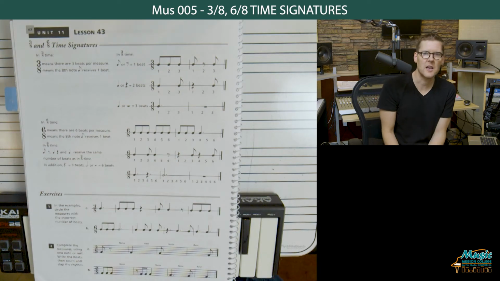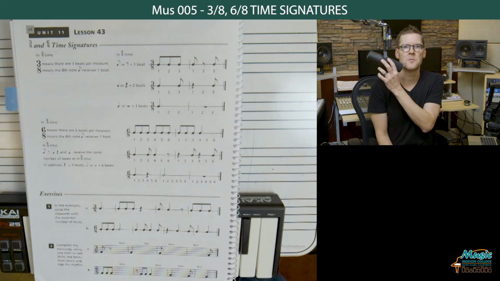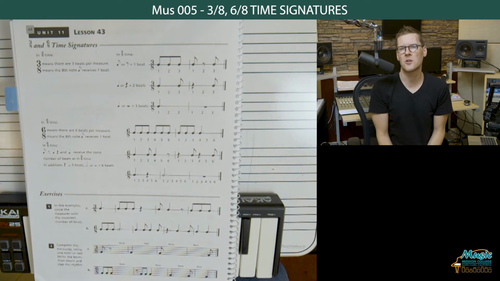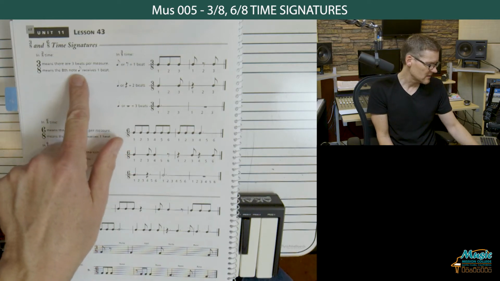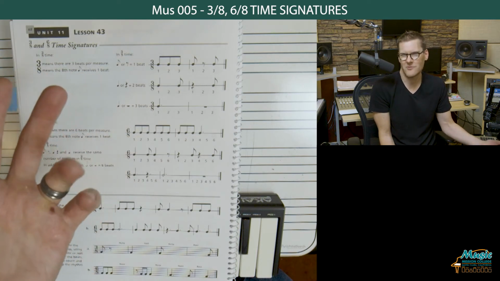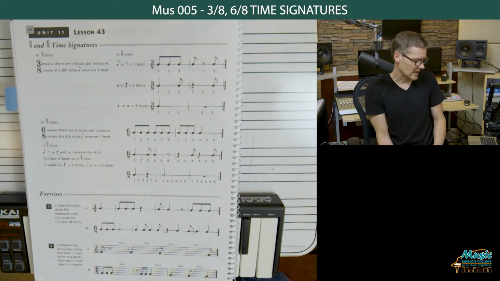So you just have to kind of pay attention to that bottom number of your time signature, and it can be a little bit confusing. But if you just remember that, then it's not really that big of a deal.